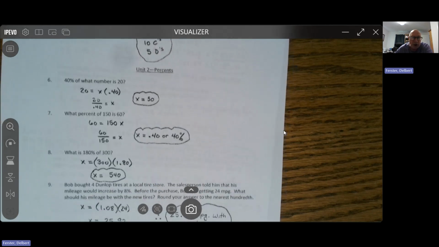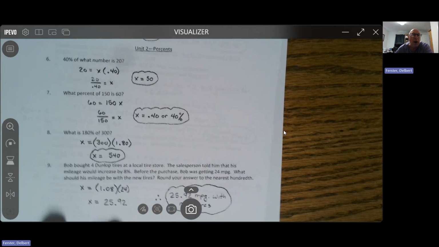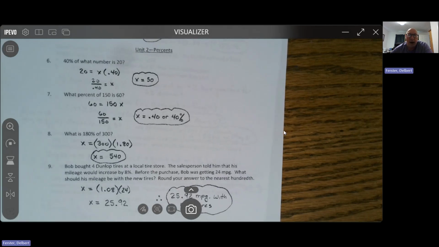All right, last one on this page, number 9. Bob bought 4 Dunlop tires at a local tire store. The salesperson told him that his mileage would increase by 8%. And be careful on that. If your original mileage was 100% of whatever it was, and that increases by 8, that makes you 108% of what you would have had previously.